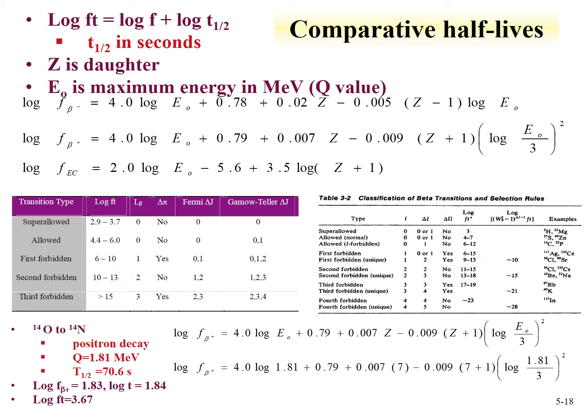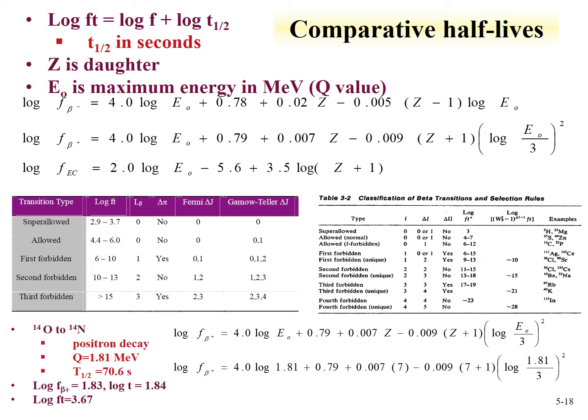And what we generally see is that for a given type of transition, there will be a value for a spin change and a parity change. So for instance, a first forbidden will tend to have a spin change, depending upon if it's Fermi or Gamow-Teller, of 1 or 2, along with the parity change. Second forbidden, 2 or 3, no parity change. Third forbidden, 3 or 4 with the parity change, etc.